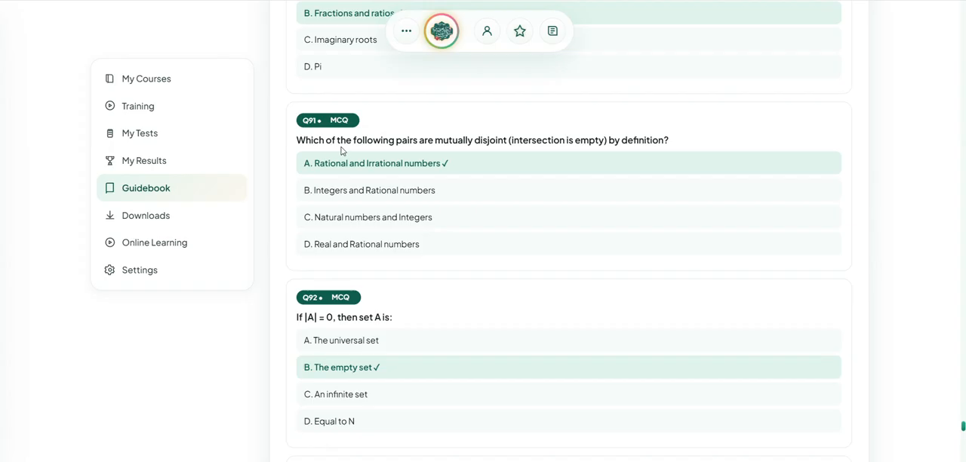Next, which of the following pairs are mutually disjoint? Rational and irrational numbers. Their intersection is empty by definition.